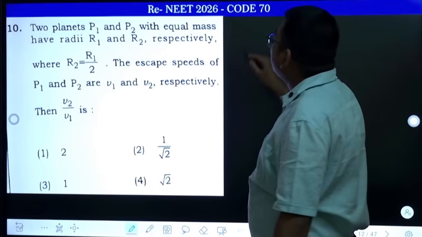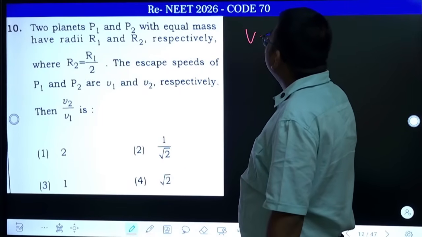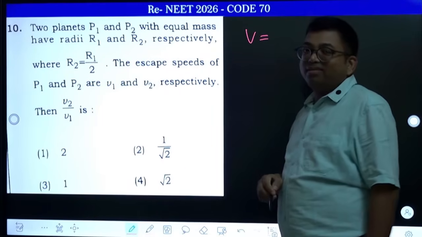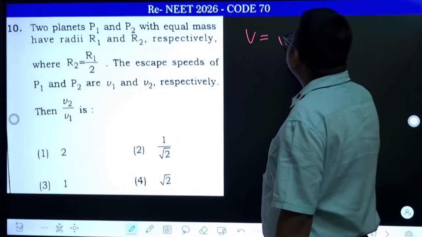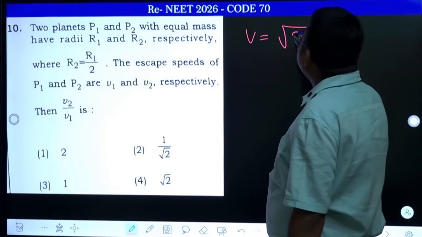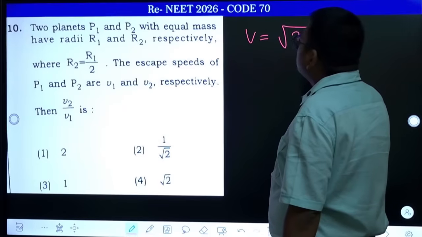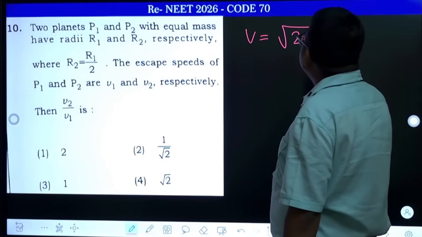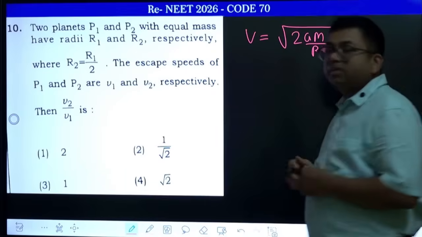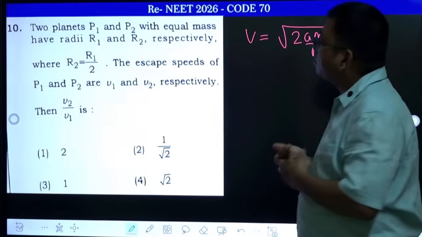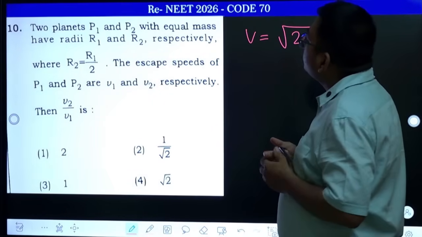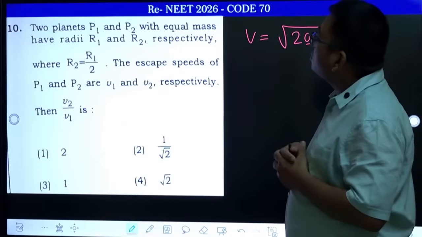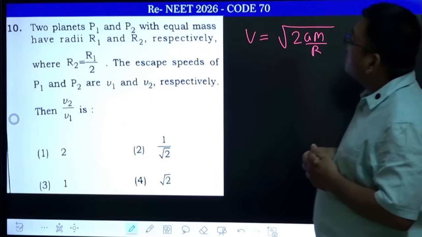So this is the escape speed formula. What is the escape speed formula? Root of 2GM by R. R is the radius of that planet, M is the mass of that planet. So two planets P1, P2 with equal mass. Masses are equal only, and they have different radii R1, R2.